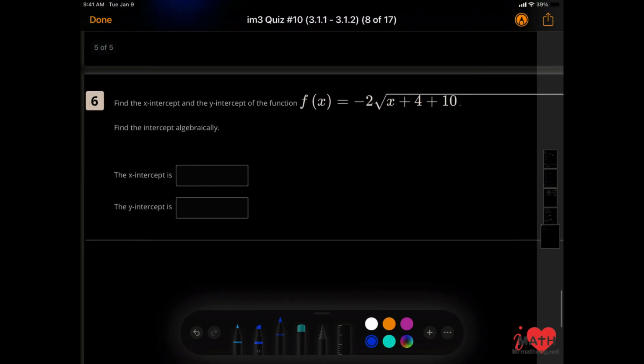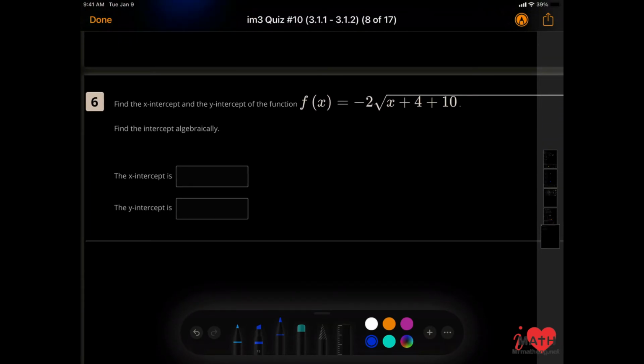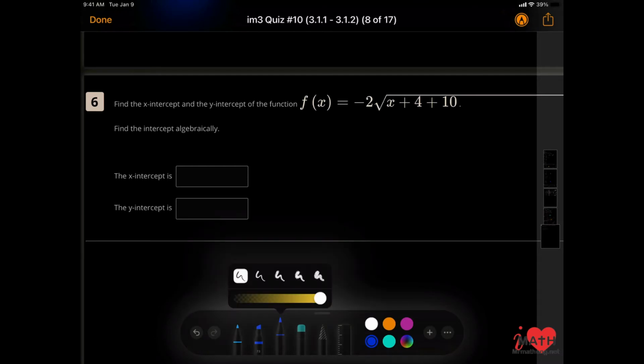Okay, number 6. This one's a little bit off. I just want to make sure what you guys have. I think they wrote the graph. I want to make sure. Okay, yeah. So let me just cross it off.